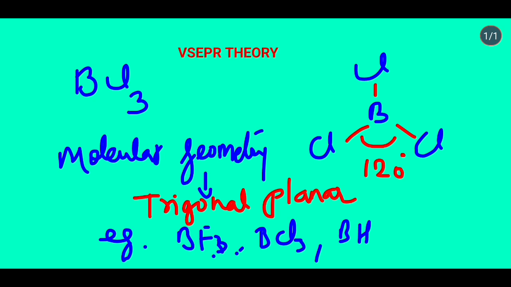BH3, boron hydride, is also an example. So these are the examples of molecules with 3 electron pairs. Number of electron pairs: there are 3.